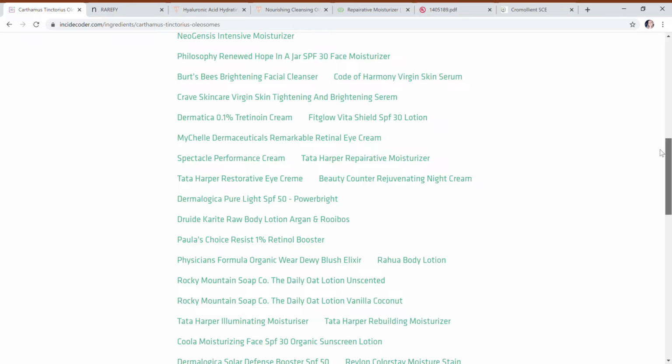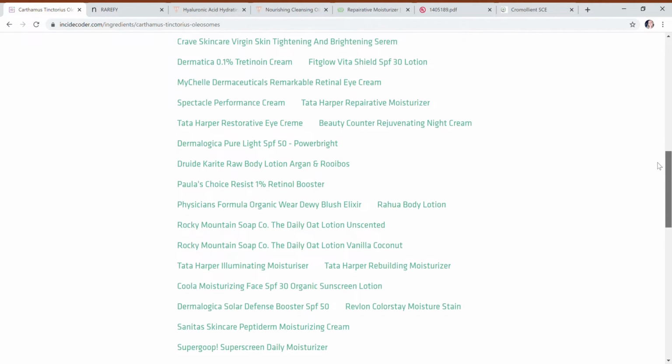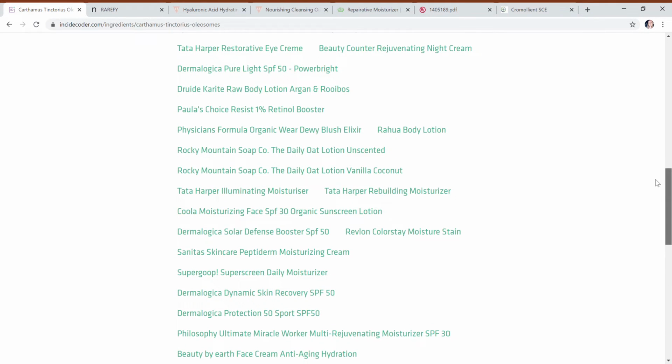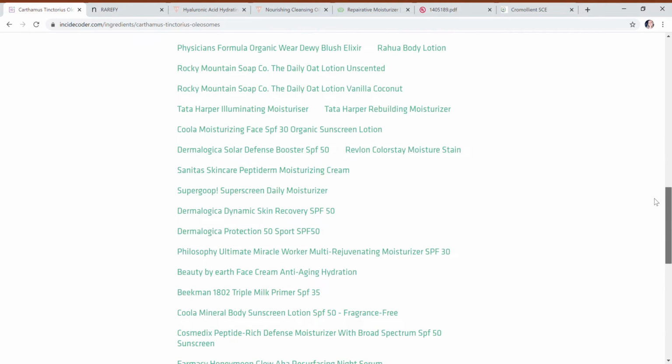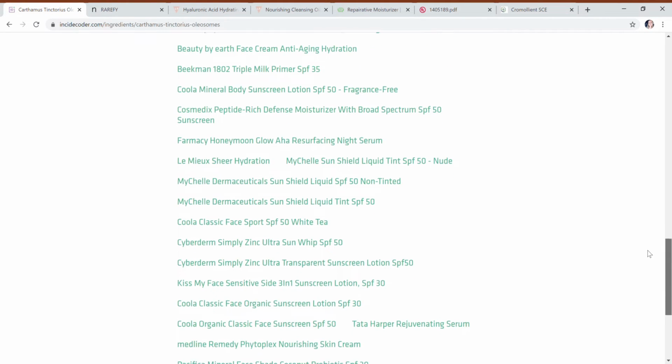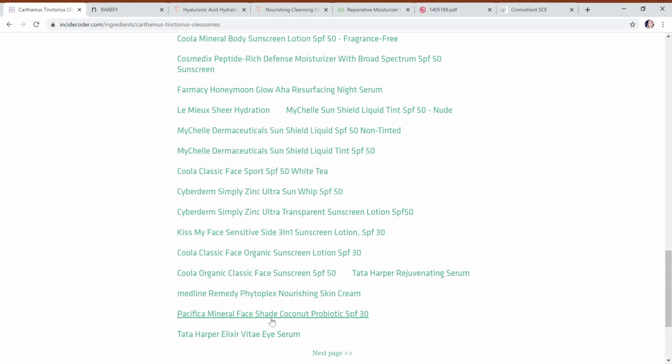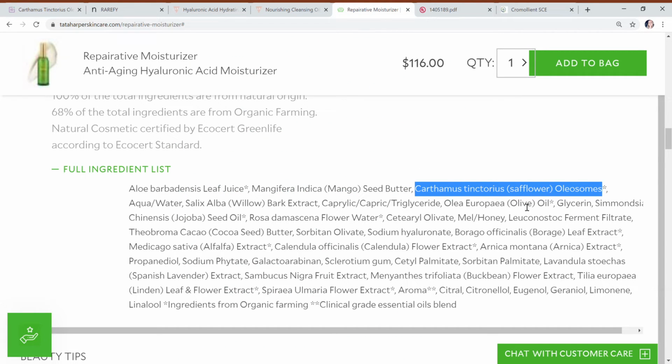So if we really like that ingredient, we can go to this website and find other products that contain this ingredient. So if we're wanting to try a different kind of moisturizer or another kind of product, we can look to see other companies that use this ingredient. So we know that this is an emulsifier, and then we have listed water here.